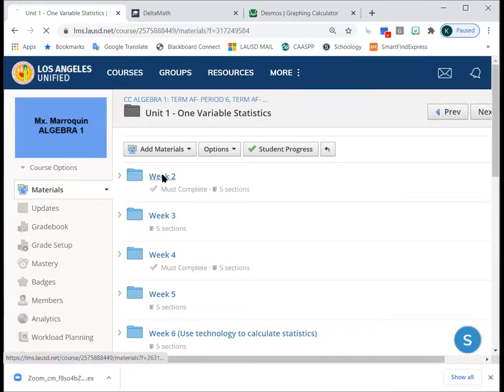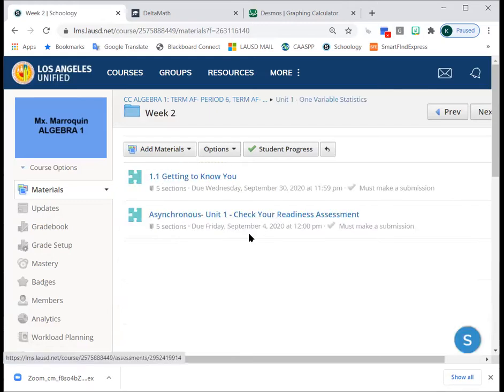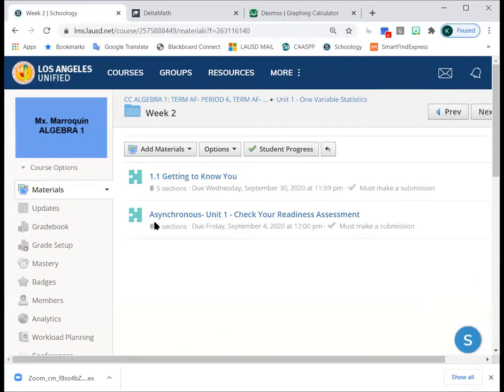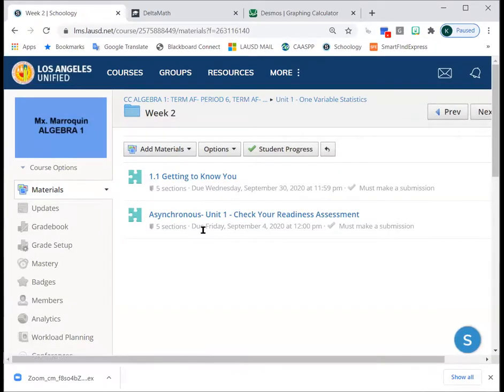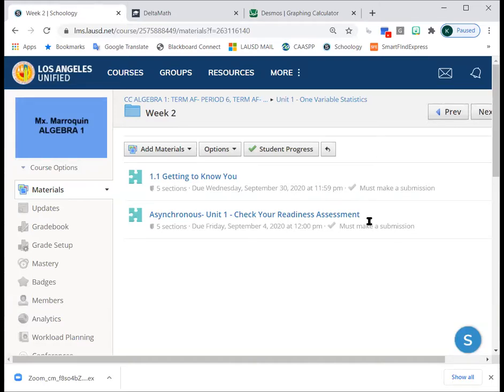All right, in week 2, we really didn't learn too much. We did a little bit of stuff, and this is summarized right here in these two puzzle piece assignments called Getting to Know You and Asynchronous Unit 1 Check Your Readiness Assessment. You actually have about 10 attempts on each of those, and they only have like 4 questions. So if you keep trying at them, you'll probably guess the correct answers, and you can go ahead and just study those for the test.